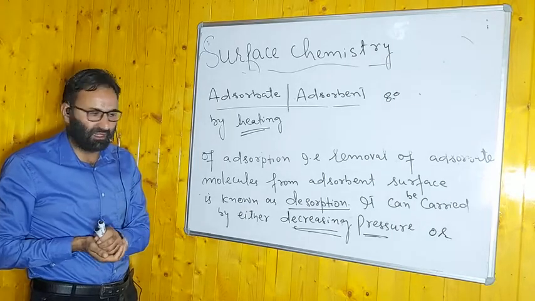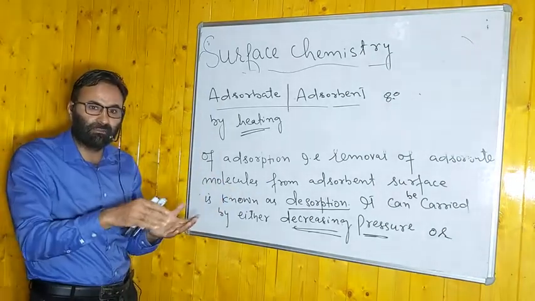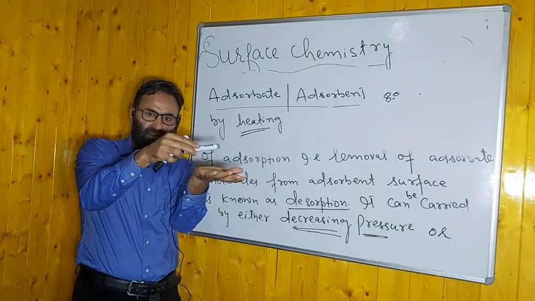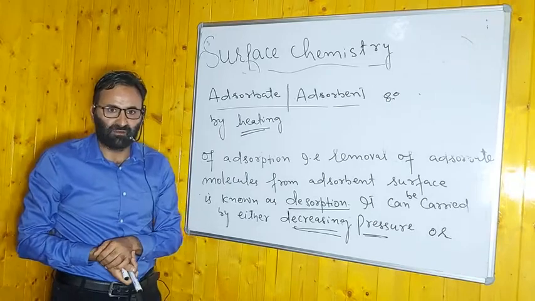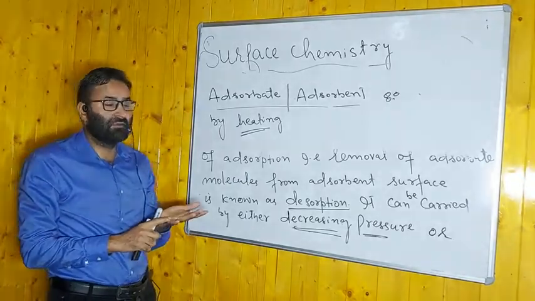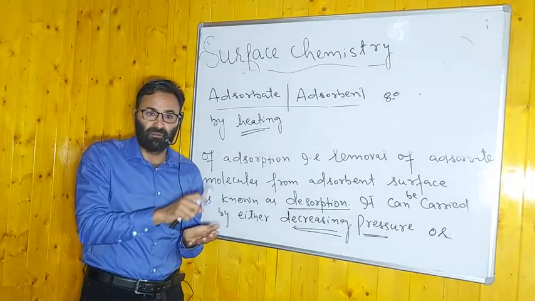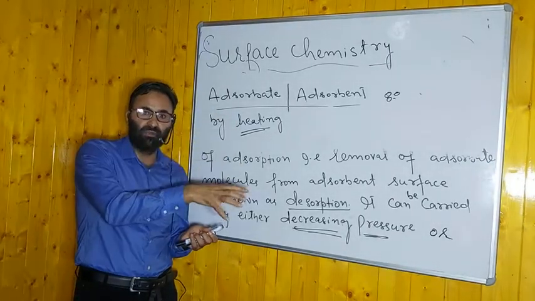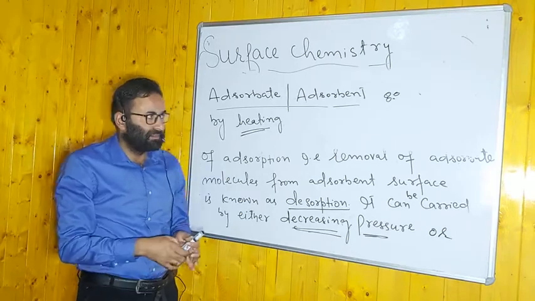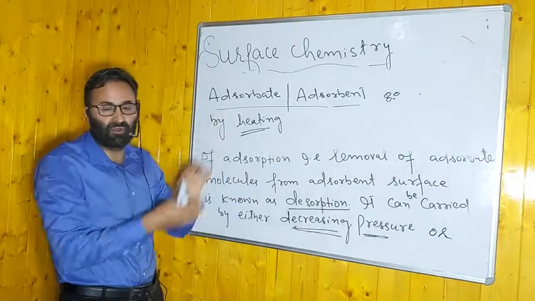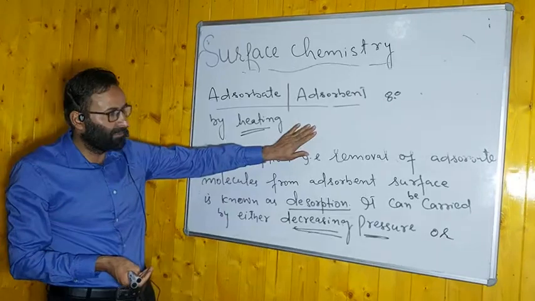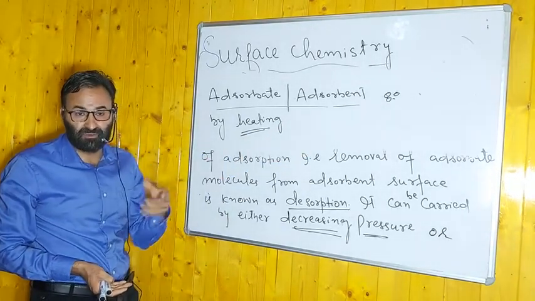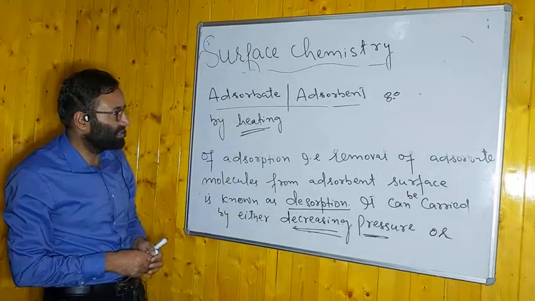Adsorbate molecules will come out, or by heating. When you increase temperature, interaction between the adsorbate and adsorbent will decrease, and the adsorbate molecules will come out. It means that you have three terms so far. We have adsorbate, the molecules of the substance which get accumulated. The substance on which adsorption process takes place, that is adsorbent, and the reverse process of adsorption, that is known as desorption.